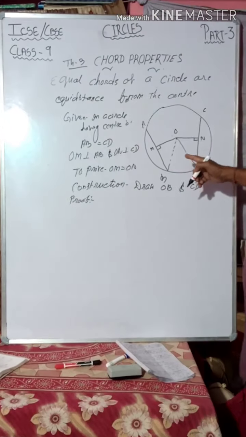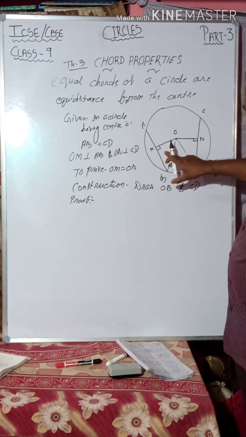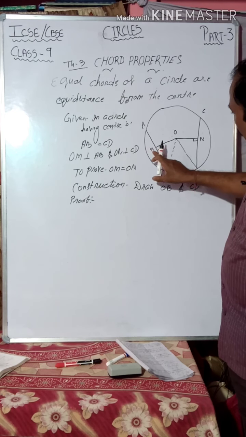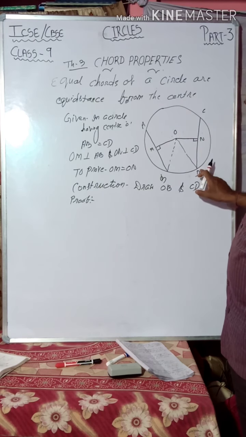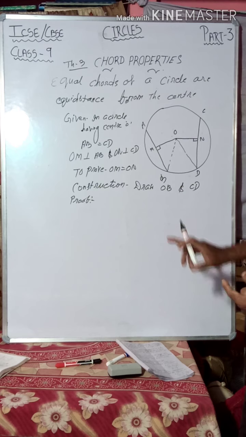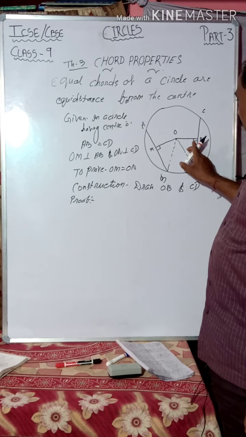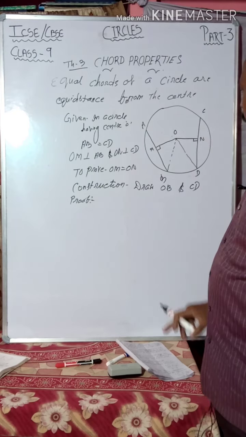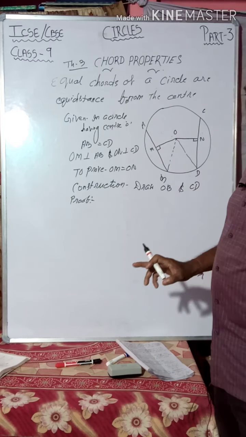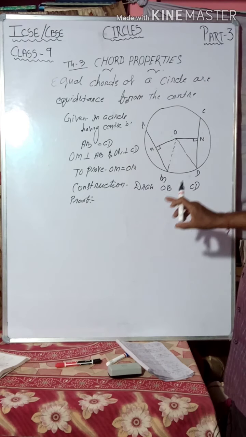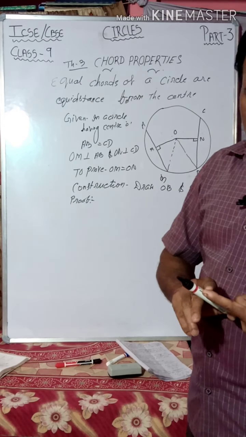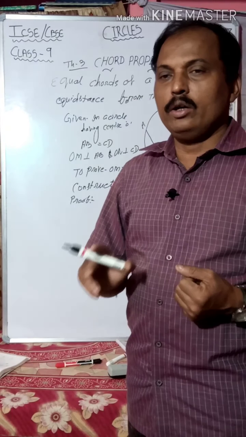Now look here. In triangle OMB and triangle OND, these two triangles are right angle triangles. First thing, this is right angle, this is right angle. So these are right angle triangles. Then another thing, OB is equal to OD, means the radius of the circle. In one circle, all radii are equal.